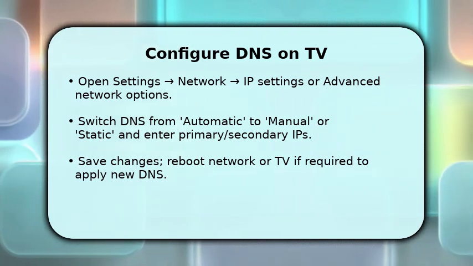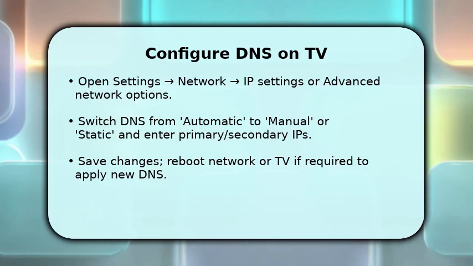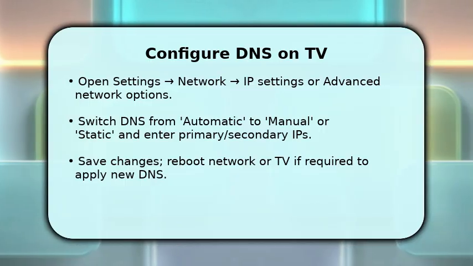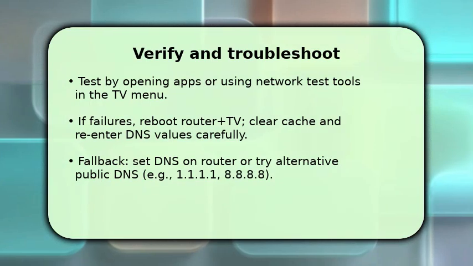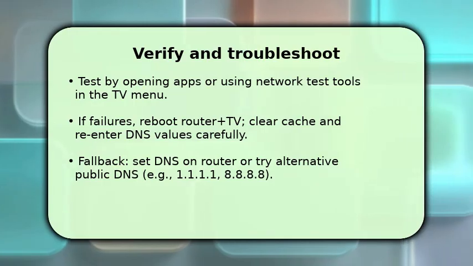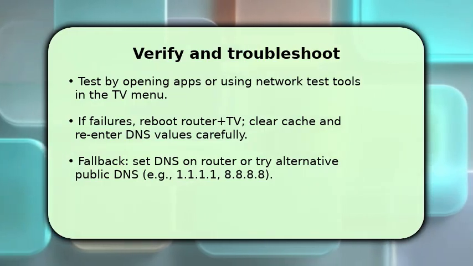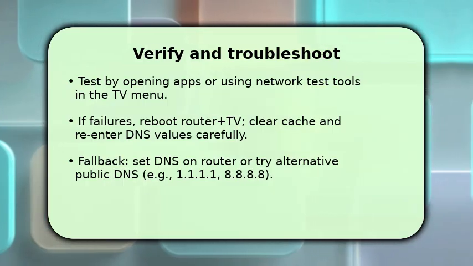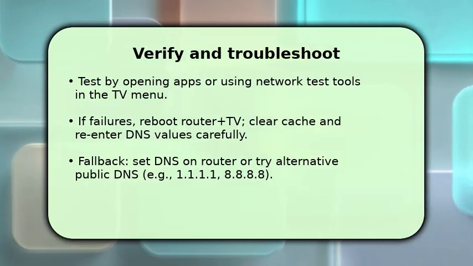You finish by verifying name resolution. Open streaming apps or use the TV's network test to confirm DNS is resolving. If services fail, reboot the router and TV, then re-enter the DNS values slowly to avoid typos. Clearing app cache can help because stale DNS results persist.